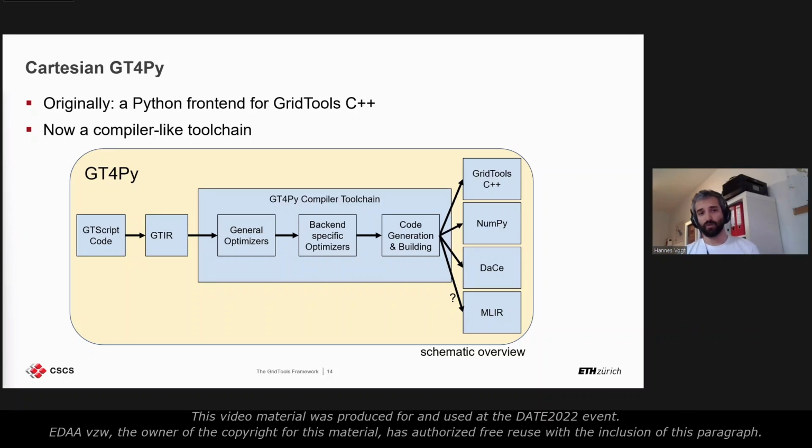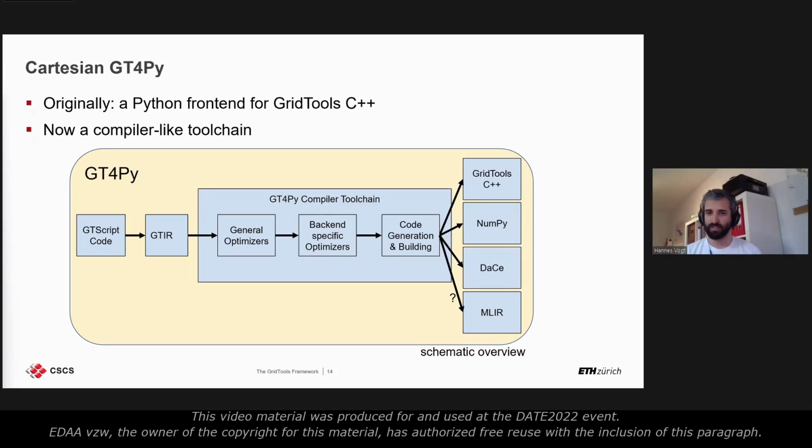So where you start from is a domain-specific language called GTScript. It's a language with Python syntax, but not with Python semantics. So you cannot execute that language in Python. But we take the AST, we transform it to some intermediate representation, and we apply some transformations. In the end, we code generate, for example, to GridTools C++.